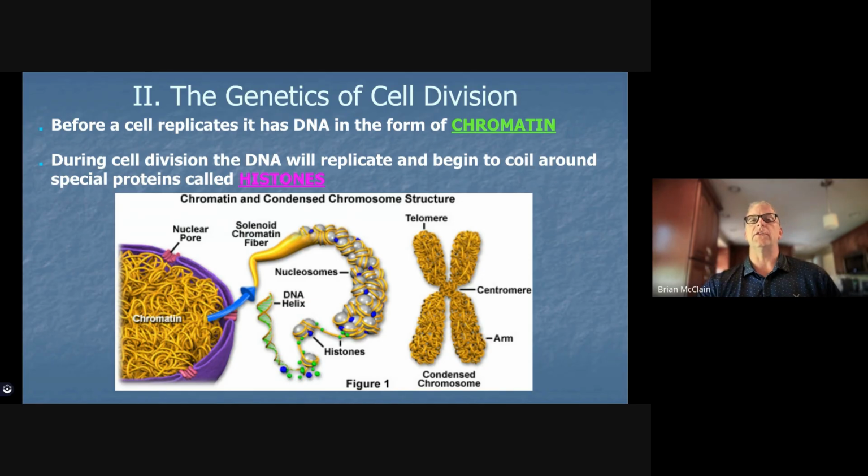Whenever a cell is not in the process of going through replication, the DNA is coiled up in what we call chromatin. If you look at the picture in the bottom left, you can see inside the cell they have this chromatin. It almost looks like spaghetti inside of there. Associated with that chromatin are some special proteins called histones. What we're going to notice is that whenever a cell gets ready to replicate, the DNA is going to coil up around those histones and take on more of the shape of that X-like structure that you see on the bottom right, which is going to be a chromosome.